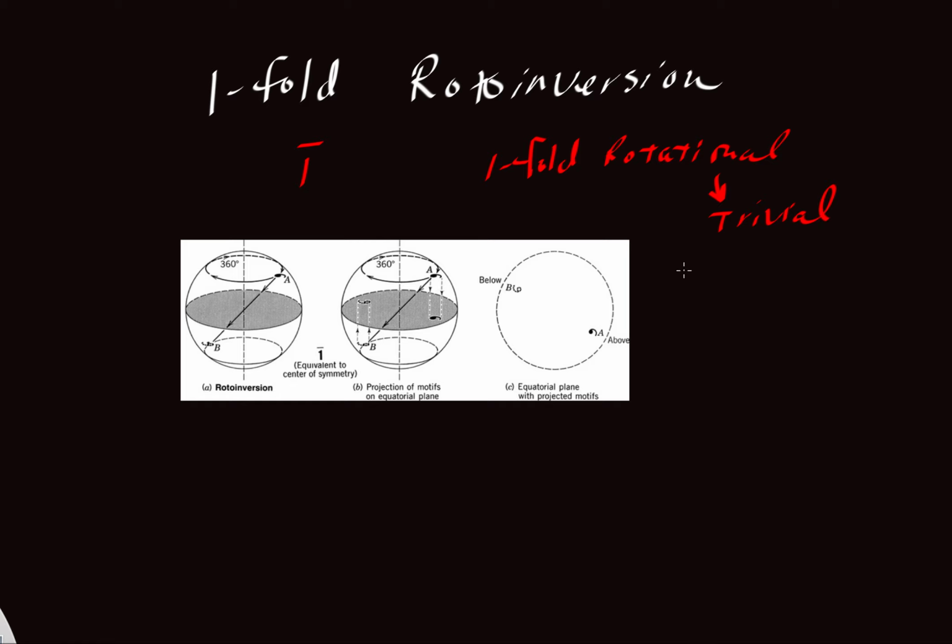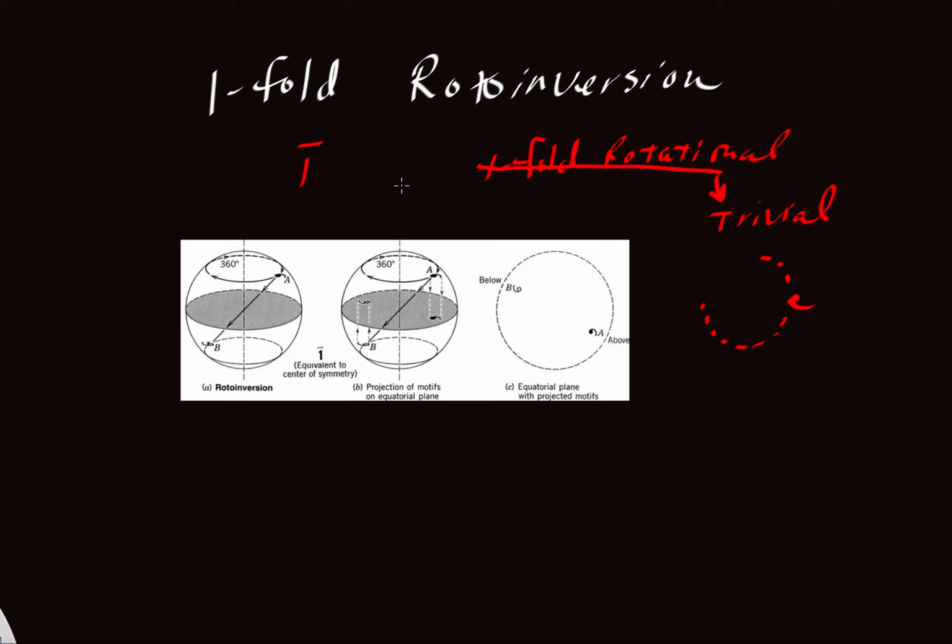It's trivial because it doesn't do anything. So let's take a motif, let's say a comma, and we rotate it 360 degrees. We get the same motif back, so we don't get anything new. We just keep generating the same thing in the same position over and over and over again. So that's the trivial case, and we're not going to worry too much about that.